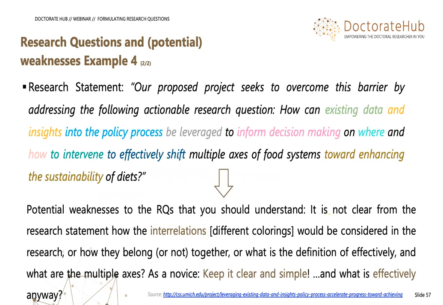Now, it's not clear from the research statement how the interrelations would be considered in the research, how they belong or not together, or what is the definition of effectively and what are multiple access. As a novice, keep it clear and simple. And what is effectively anyway?